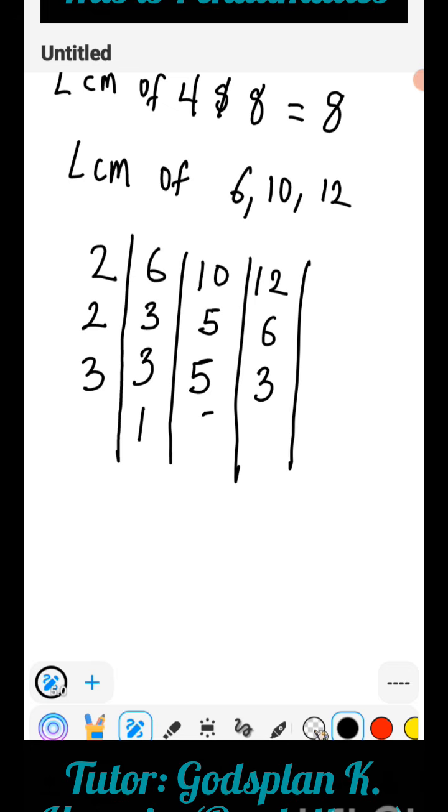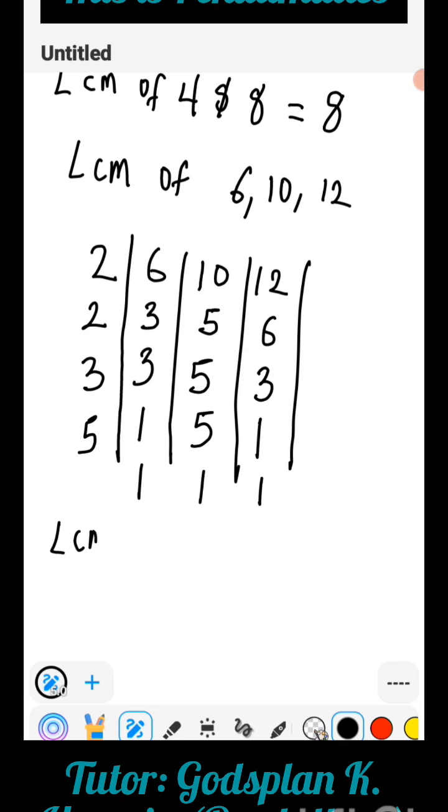3 cannot divide 5, I bring down 5. 3 can divide 3 again here to give me 1. And then finally the next number that can reduce this, because our aim is always to get down to 1, 1, 1, to reduce everything to the lowest. So if I use 5 here, of course 5 will not divide 1, so I write down 1. 5 can divide 5 to give me 1, and 5 cannot divide 1, so I bring down 1. So I'm now at the end of my journey.